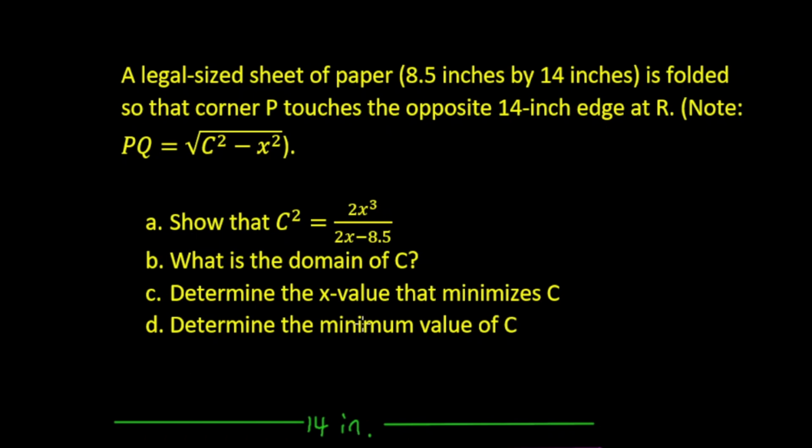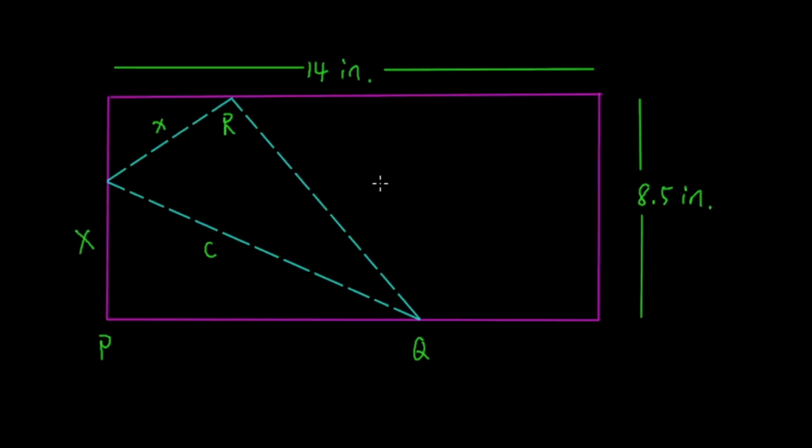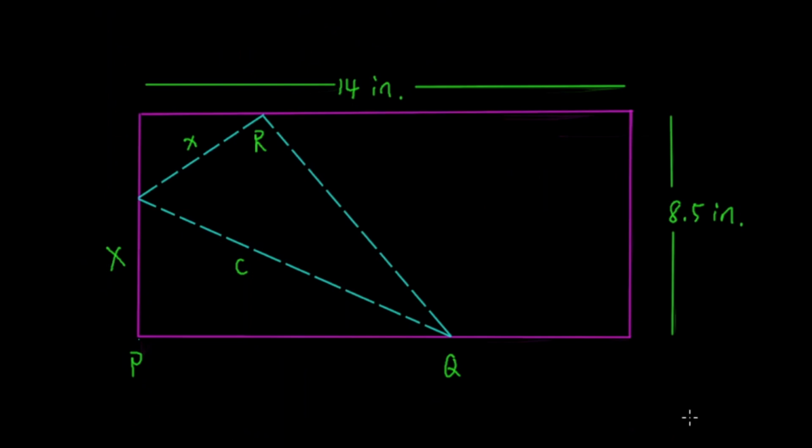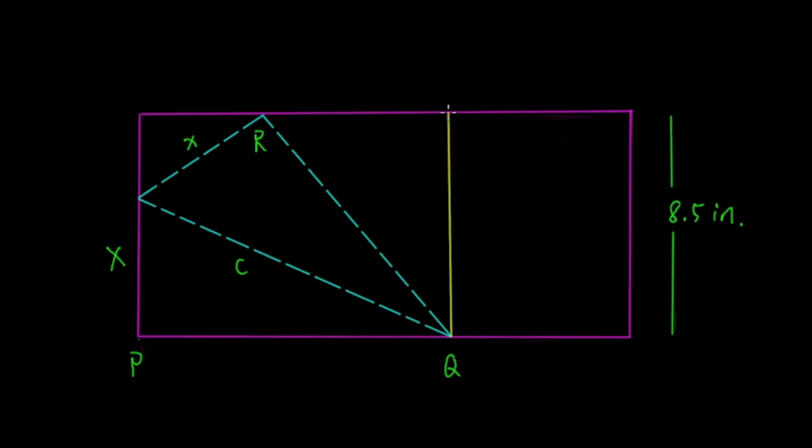Okay, so let's start with part A, right? Show that c squared is equal to 2x cubed over 2x minus 8.5. So this diagram here is the same as this one here. But in this one, I'm going to relabel this. Okay, so first of all, let me erase this. We know that this is 14 inches. Now I will first draw another line here and make this a dotted line.